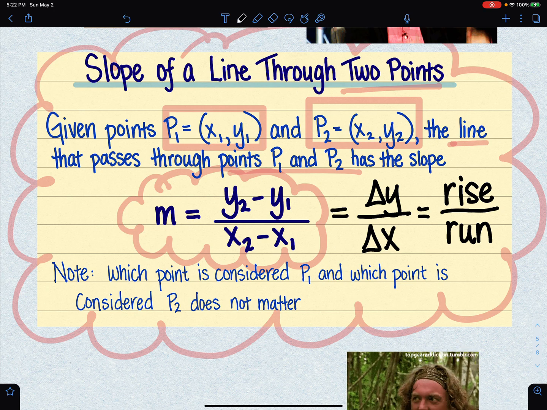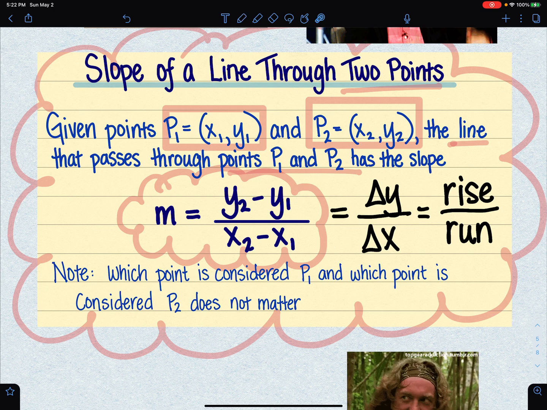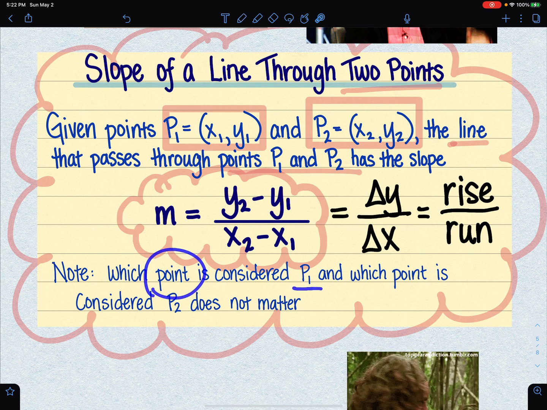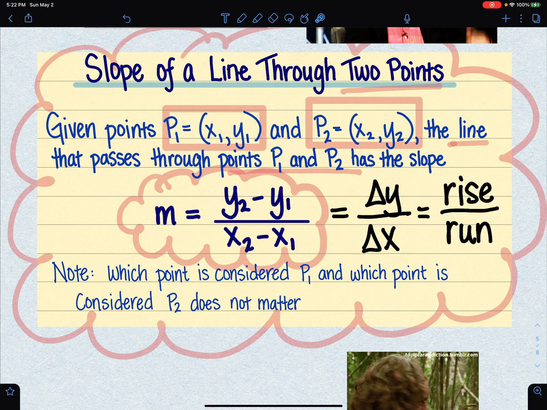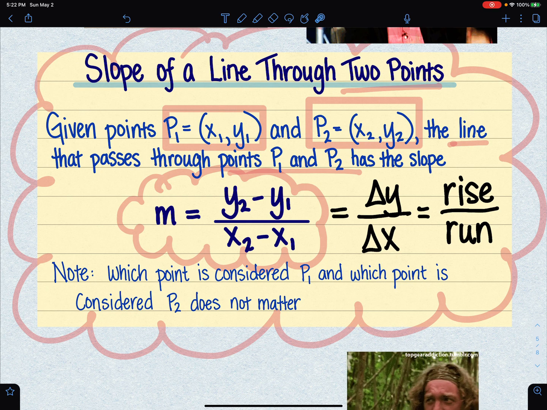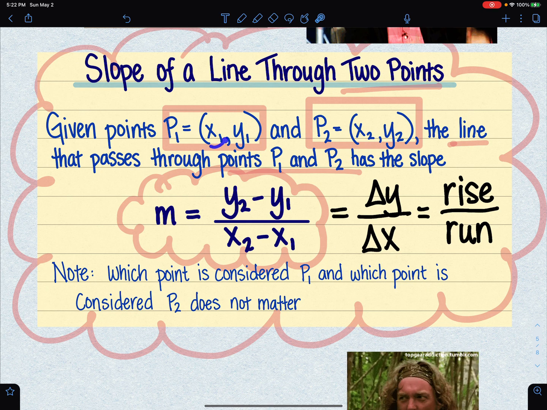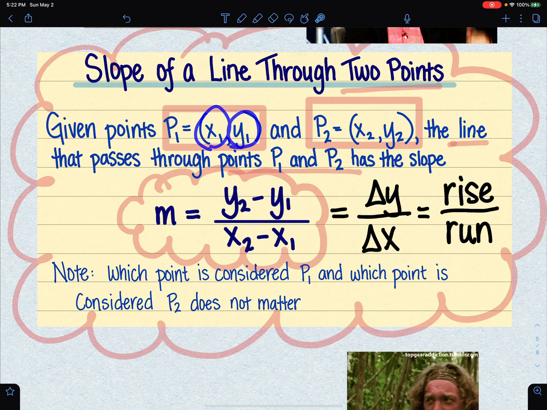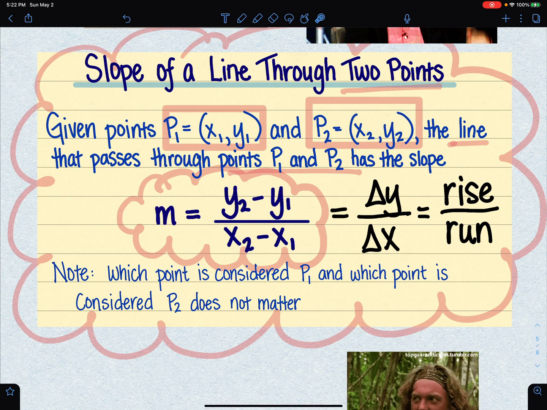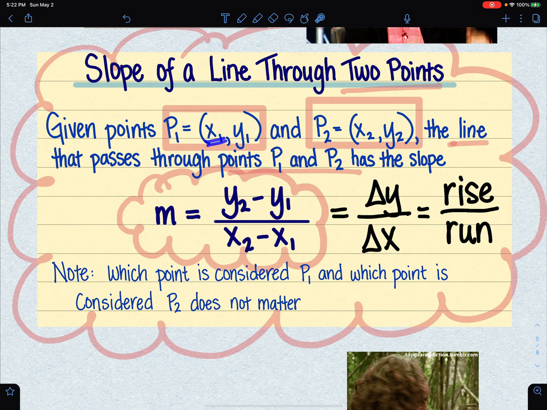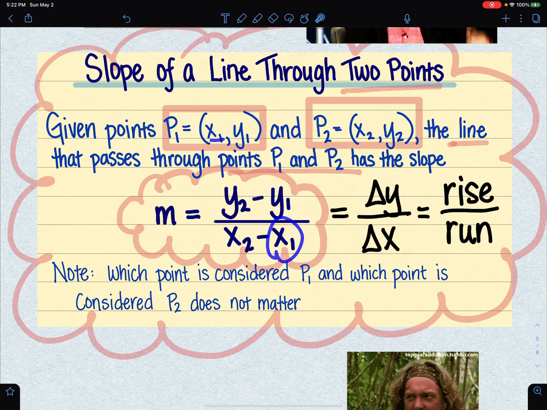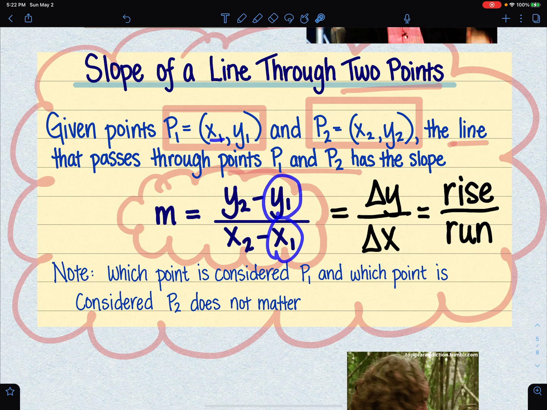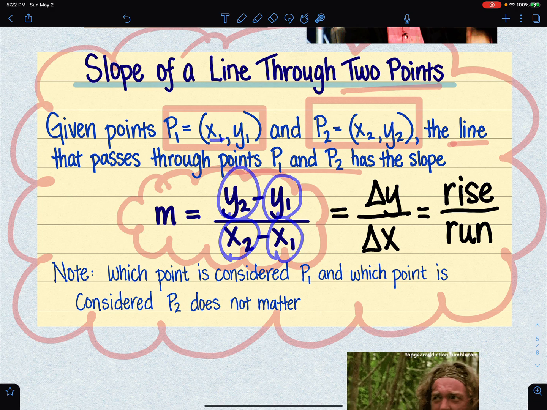Okay, and also another important thing. Which point is considered to be P1 and which point is considered to be P2, it doesn't matter. So if they give you 2 points and you're like, well, which one's P1 and which one's P2, as long as you keep the x1 with the y1, and as long as you keep the x2 with the y2, then you'll get the right answer. But don't start mixing them up. Keep the same. If you've got x1 here, you have to have the y1 here. And if you start with x2, you have to start with y2.